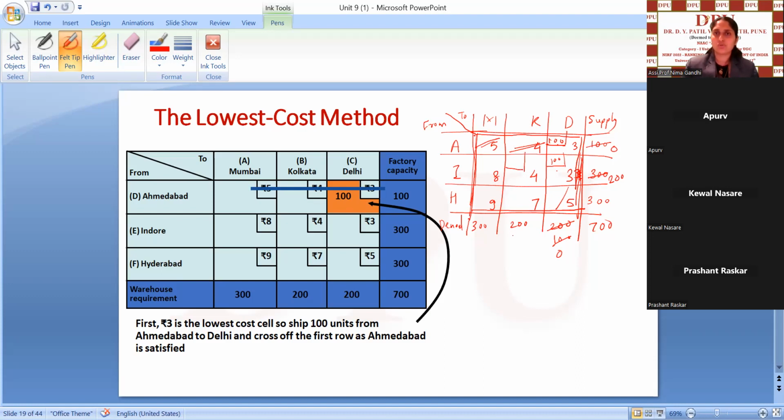So here you will allocate 200. Okay, so 200 to 200. So you can allocate 200. So here it is 0. So now this requirement is fulfilled for Kolkata, so you are deleting this. So from Indore, there is no more products for shipping, so you are deleting this. Now the remaining is 9 and you will allocate 300 to this Hyderabad to Mumbai.